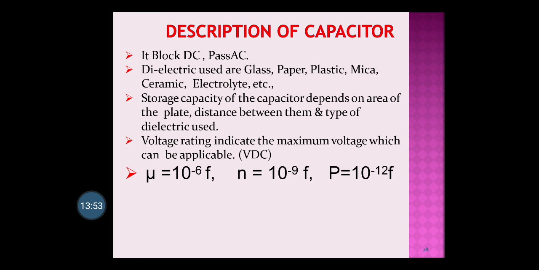Dielectrics used are glass, paper, plastic, mica. This we have already done. Then the storage capacity of the capacitor depends on the area of the plate, the distance between them, and the type of dielectric used. Voltage rating indicates the maximum voltage which can be applied. That is on the data sheet of the capacitor. Then, as we have already studied, capacitor values are available in micro, that is 10⁻⁶, nano or pico farad. So these are the standard values in which capacitors are available.